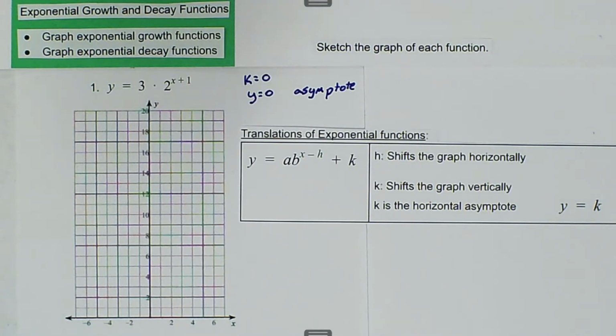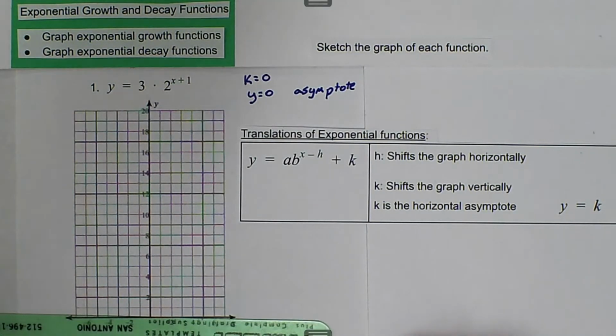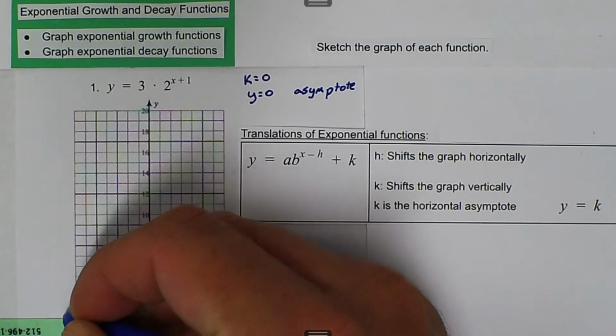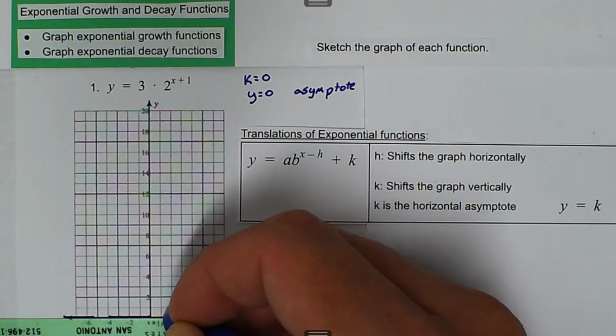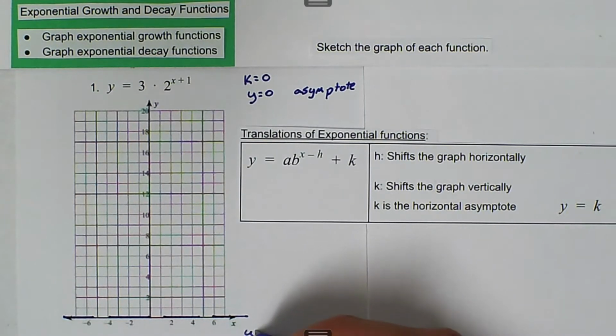So I know that my graph is going to get very close to 0, but it's not going to touch 0. So I can draw that y equals 0 on my graph. So that's that line down here. So that's y equals 0.